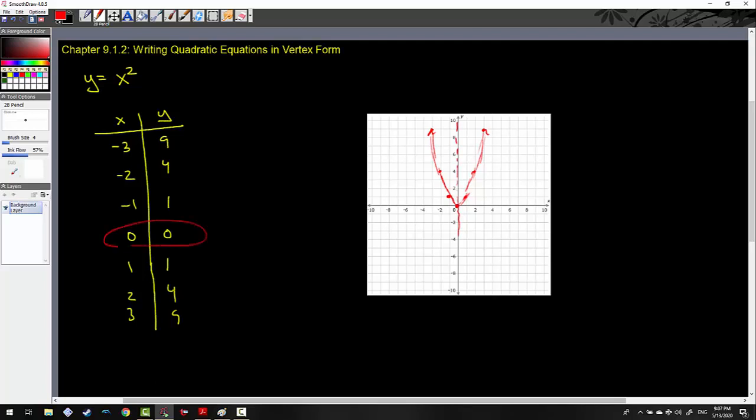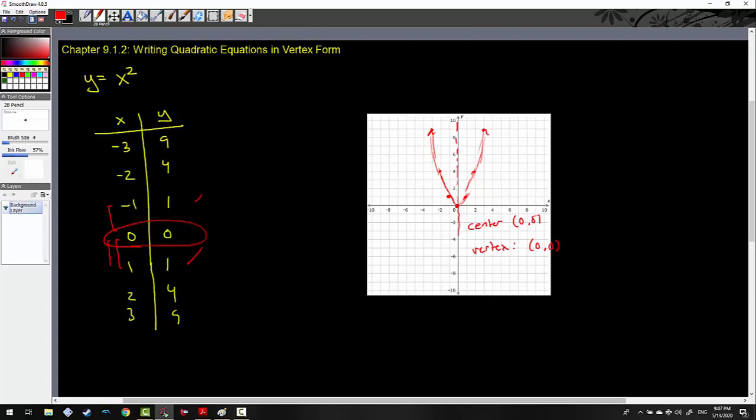The center is 0, 0. We can call that the center, 0, 0. Sometimes people will call it the vertex. In fact, more often it's called the vertex, but it's really just the center. So that's 0, 0. But notice the points that are next to it. From here, one step away on the positive side, we have a 1. One step away on the negative side, we also have a 1.